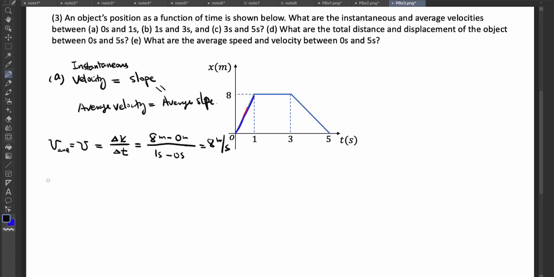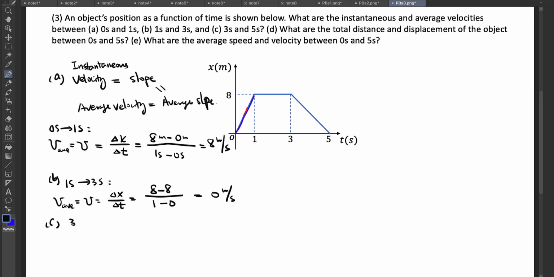The second question, B, is between 1 second and 3 seconds, rather than 0 to 1 second. Between these, the slope is flat, so it should be 0. You can also see that in the numerical calculation. We have delta x over delta t, where we have 8 minus 8 over 3 minus 1. So we get 0 here.